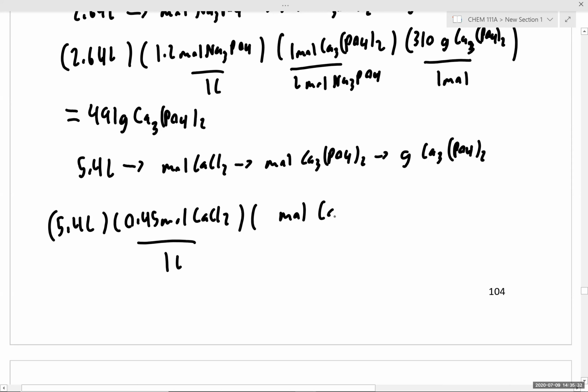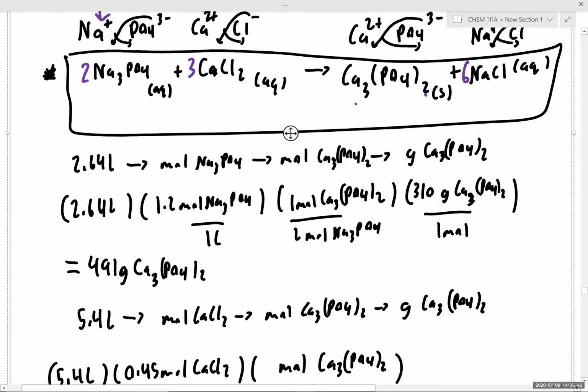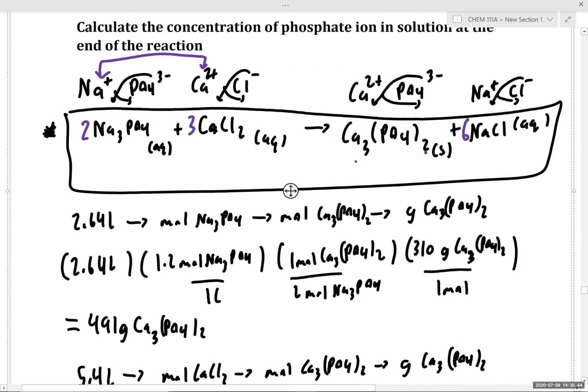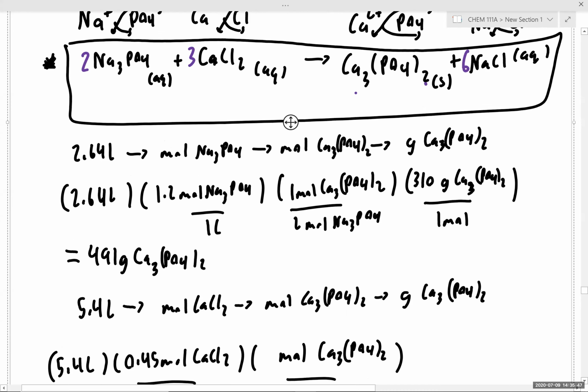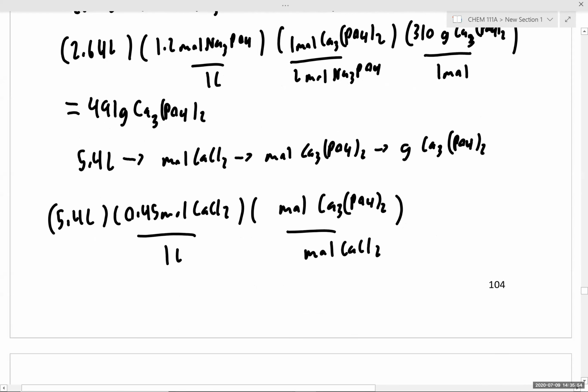Now my question is, how many moles of calcium phosphate do we get per mole of calcium chloride? What is our mole to mole ratio? Let's look at our balanced equation. What is our mole to mole ratio of calcium phosphate to calcium chloride? It's 1 to 3. Okay, and we know that we have 310 grams of calcium phosphate per 1 mole of calcium phosphate.